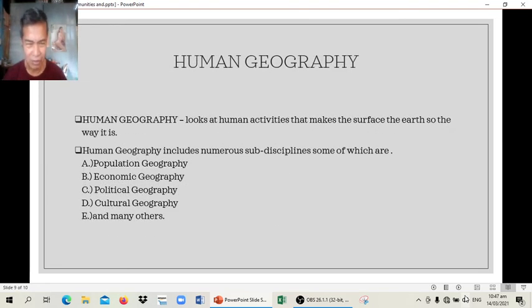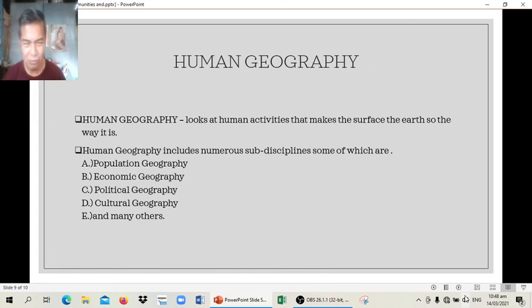Human geography, the second part of geography. Human geography looks at human activities that make the surface of the earth the way it is. Sila ang gumagawa ng anyo ng daigdig pinakamalala. Bakit nagiging ganyan ang itsura ng daigdig, that surface of the earth the way it is?